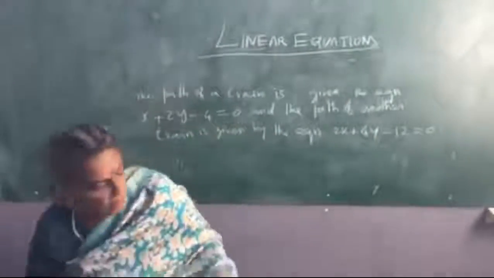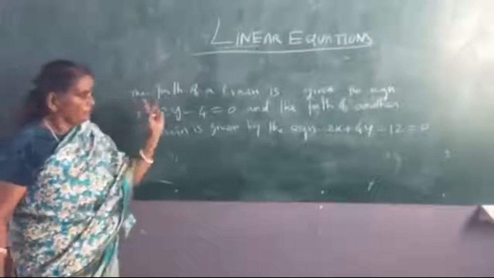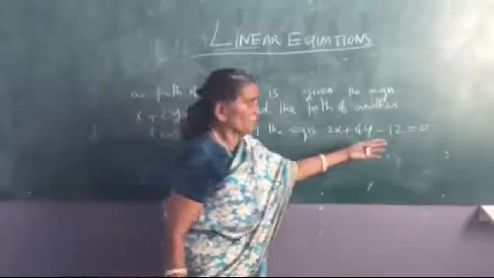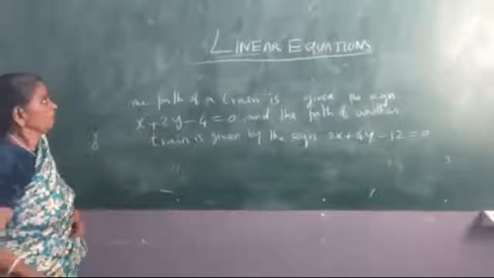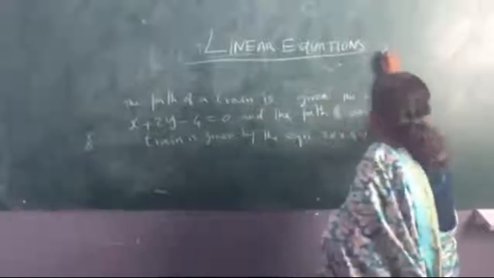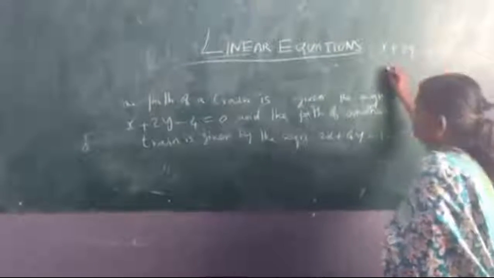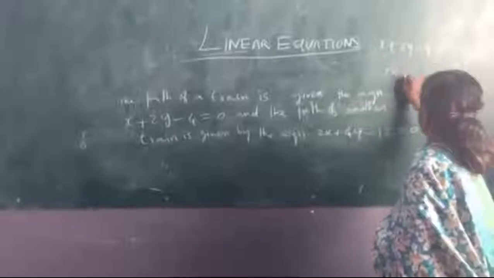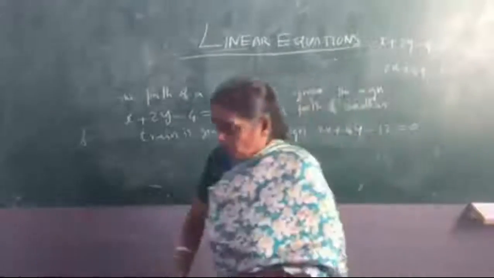Now, we are going to see, here also you have got one linear equation. This is also another linear equation in two variables. Now we are going to trace the graph. I'll just note the equations here so that I can rub the question.